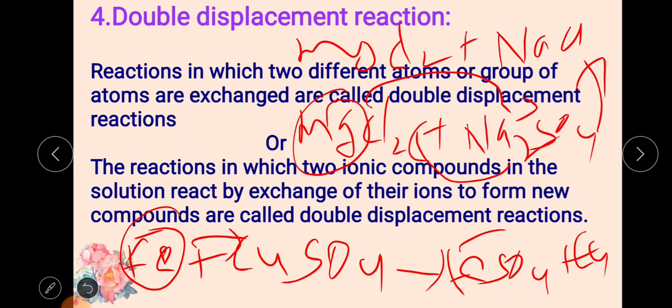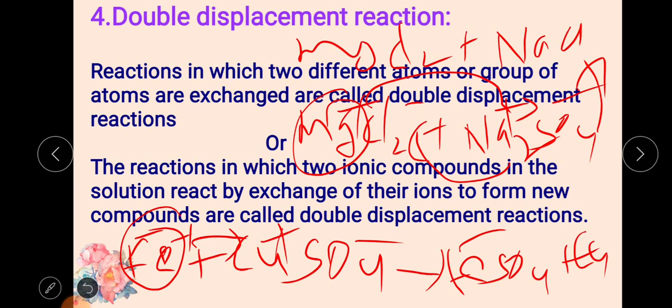Magnesium is a positive cation and chlorine is an anion; sodium is a cation and sulfate is an anion. When they react with each other, both exchange their ions, positive and negative. Here iron and copper are positive cations and sulfate is an anion. I told you in the previous class which are the anions and which are the cations. The elements which donate electrons are called cations, and the elements which receive electrons are called anions. So in a double displacement reaction, the two compounds contain cations and anions equally, and they just exchange their ions.